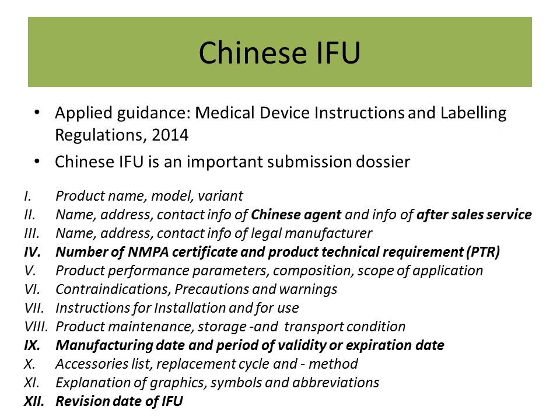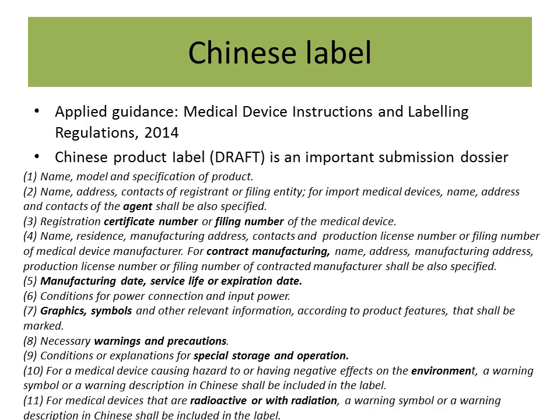labeling guidance. You have to note info of Chinese agent and distributor latest after product approval. The typical Chinese item is certification number, which is issued with Chinese certificate. Don't forget the validity or expiration date of products, which are not essential in most markets. At the end you have to leave the revision date of IFU.